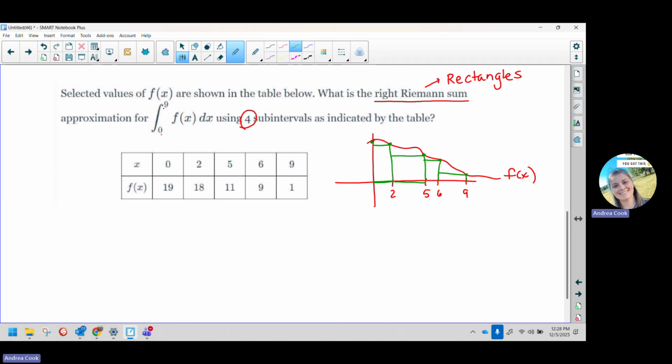And then all you're going to do is find the area of each rectangle using base times height. So what is the base of this rectangle? 2. And what's the height? 18. So the area of this would just be 2 times 18, or 36. That middle rectangle would be what? 3 times 11, so 33.